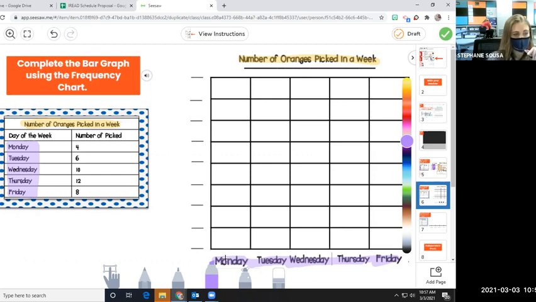Here's what we're in charge of. Take a look at the data. The data here is the number picked. We've got to create a key that's going to represent that number picked. Okay? Now, we've already decided that 2 is a good scale. Let's see if 2 makes sense on the bar graph. Grab a pen for me, please.